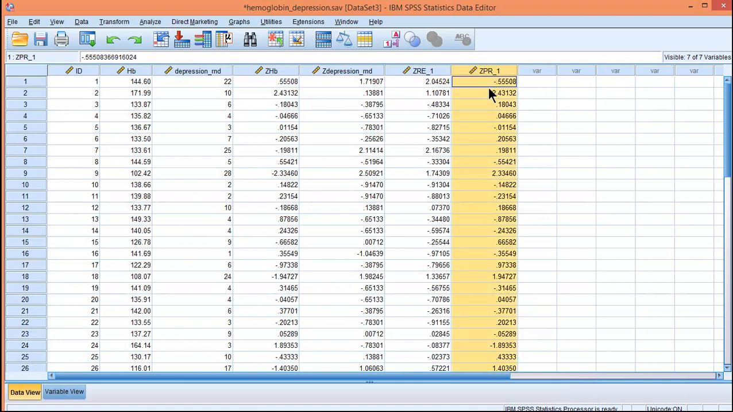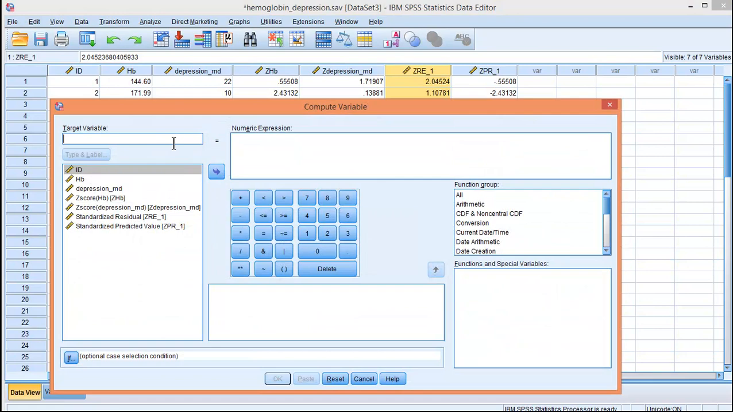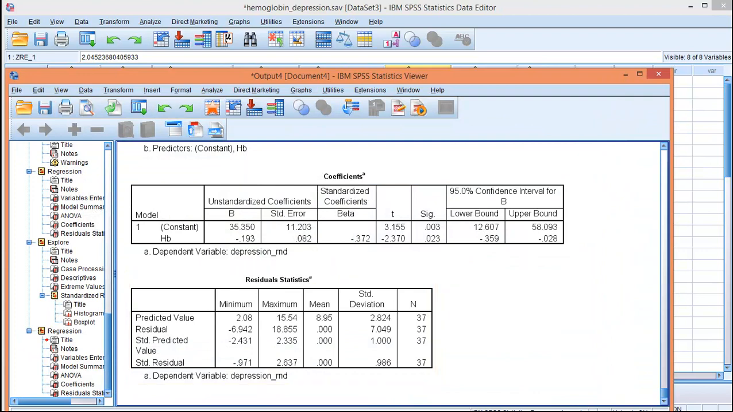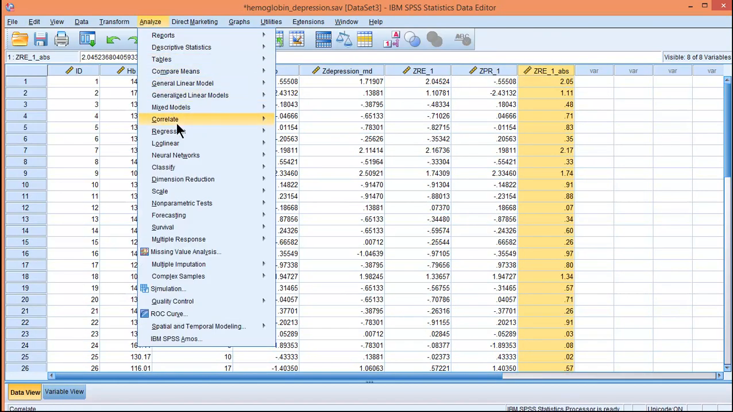Click OK, and there should be a new variable created, and it is. This is the predicted, standardized predicted, and the residuals. But I need to create these in absolute scores. Remember that? So I need to create an absolute variable, ZRE 1. Absolute, and ABS in parentheses standardized residual. Click OK, and I've got my standardized absolute residuals, and I'm going to use this to correlate with this, and let's see if there's a significant correlation.